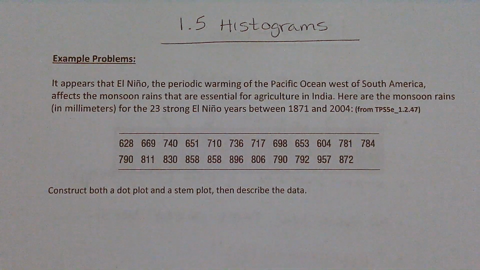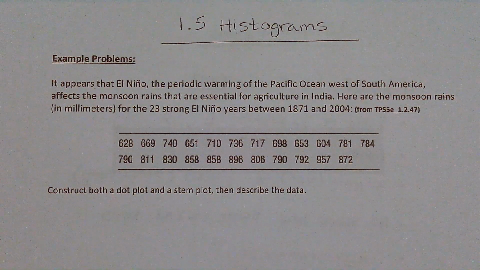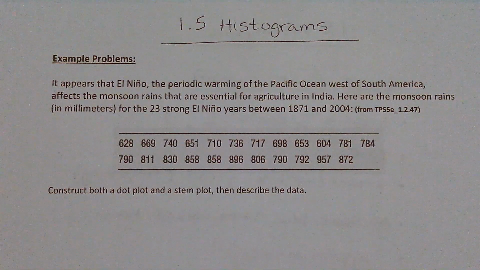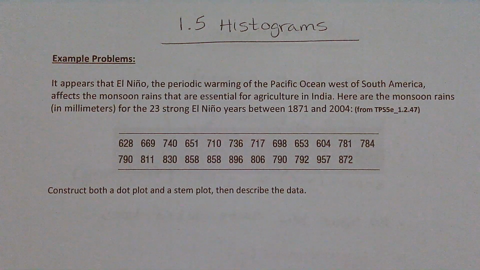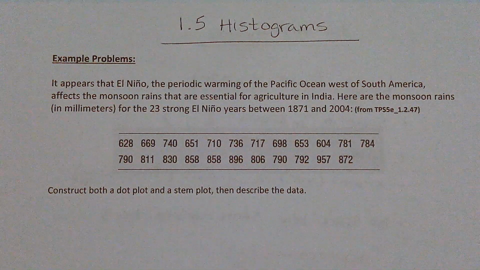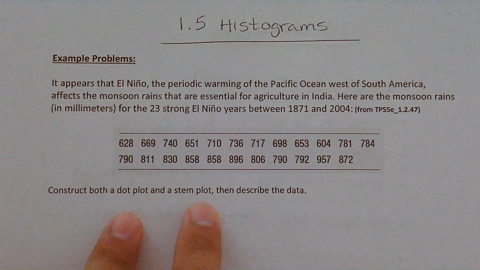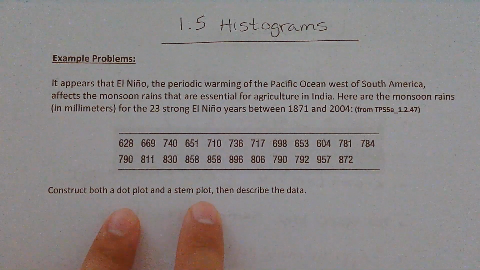So, it appears that El Nino, the periodic warming of the Pacific Ocean west of South America, affects the monsoon rains that are essential for agriculture in India. Here are the monsoon rains in millimeters for the 23 strong El Nino years between 1871 and 2004. And this just comes to us from The Practice of Statistics. I had my students do a dot plot and stem plot. I'm realizing now I'm a meanie for trying to make that happen.